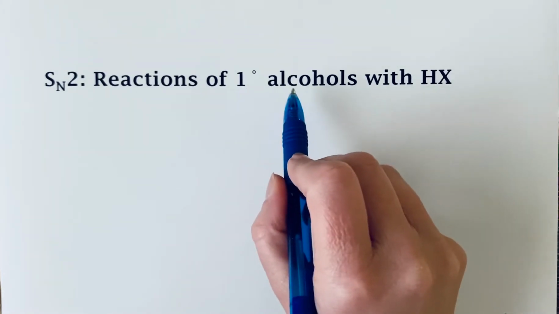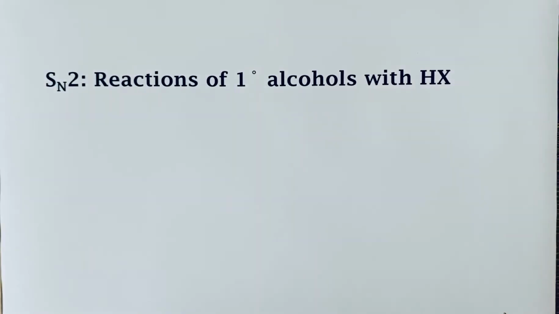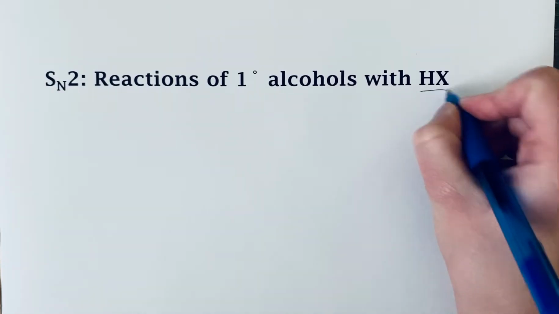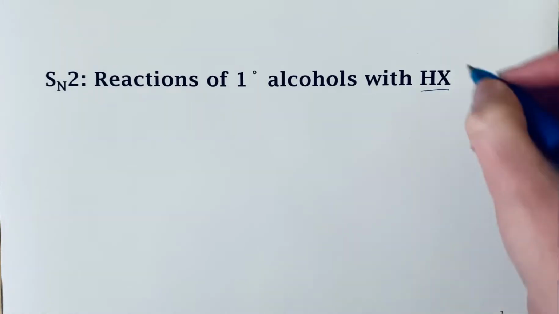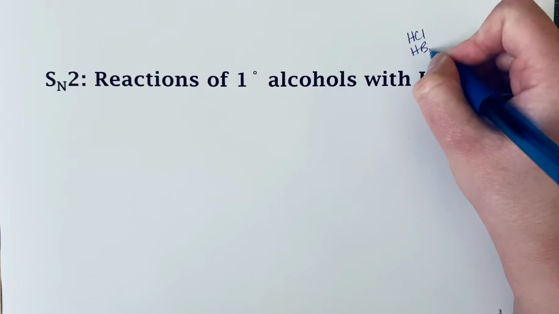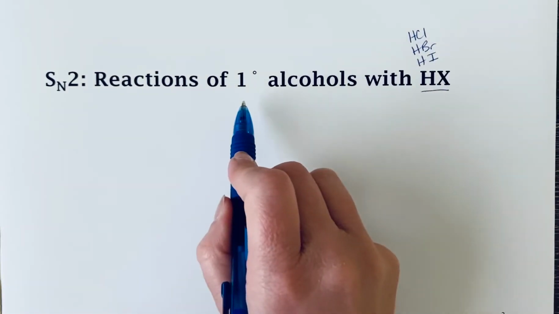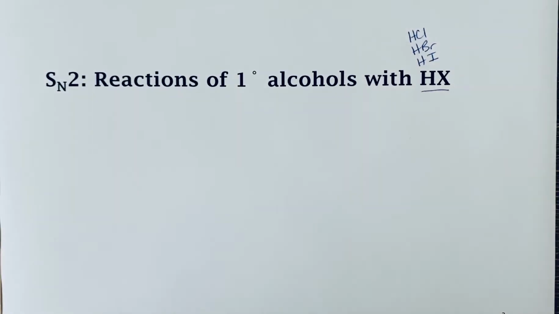Primary alcohols can be converted to alkyl halides using a strong hydrohalic acid. The strong hydrohalic acids we can use are HCl, HBr, or HI. With a primary alcohol, the reaction mechanism is an SN2 mechanism. That means the substitution itself takes place in one step, and it requires a really good nucleophile.